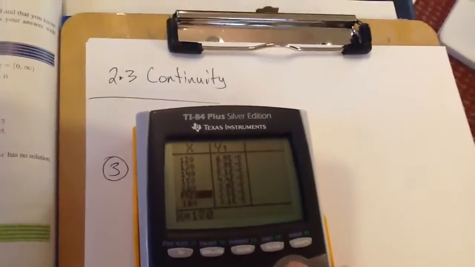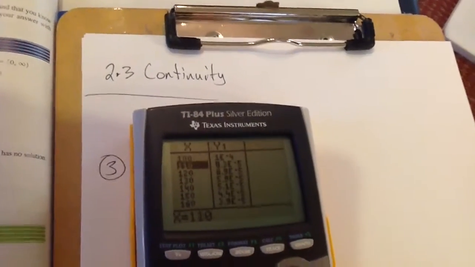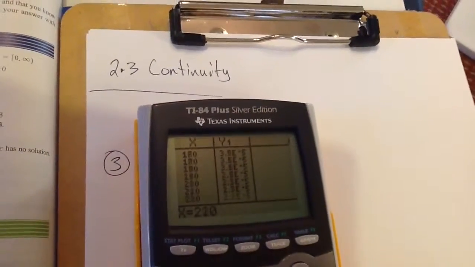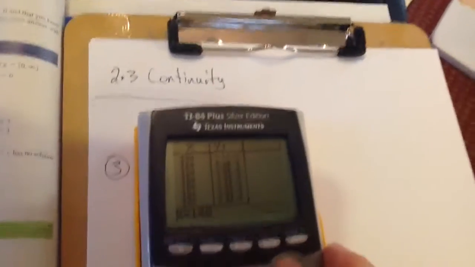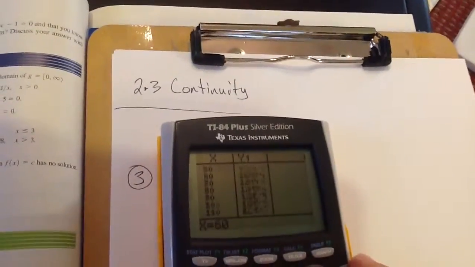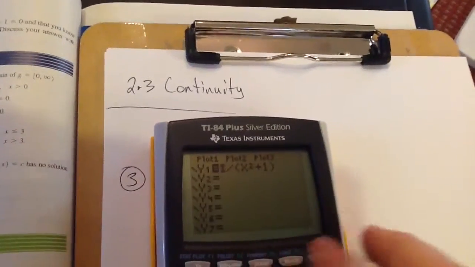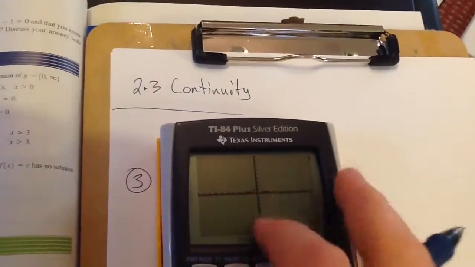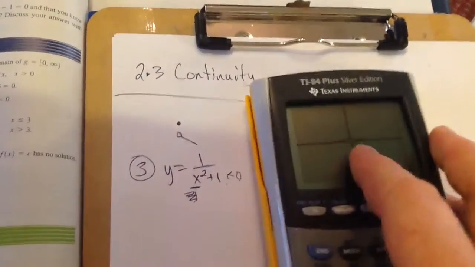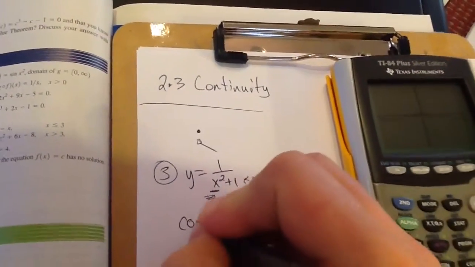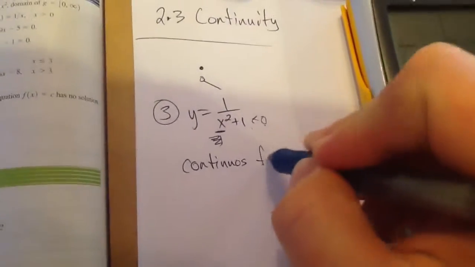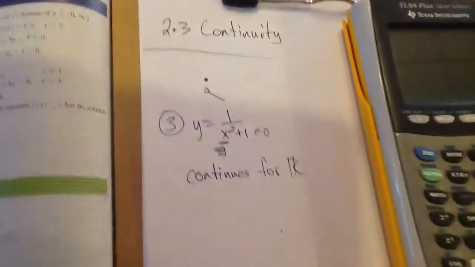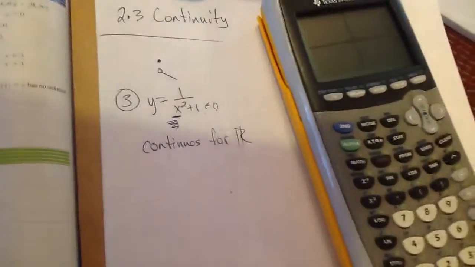So we could say, a little review from last section, the limit as x approaches infinity is 0, which means I must have a horizontal asymptote at 0. That's last section. This section is just saying, is it continuous? Yeah, it's continuous. There's no jumps, there's no gaps. You would say it's continuous for all real numbers. I mean, there's no discontinuities.